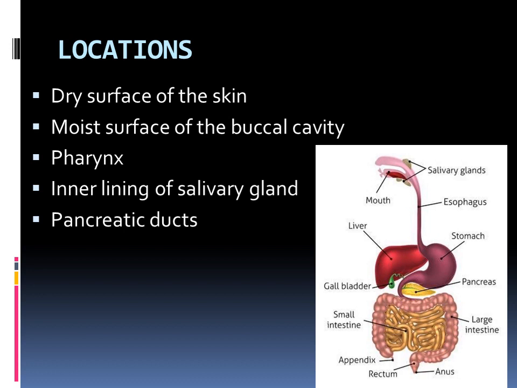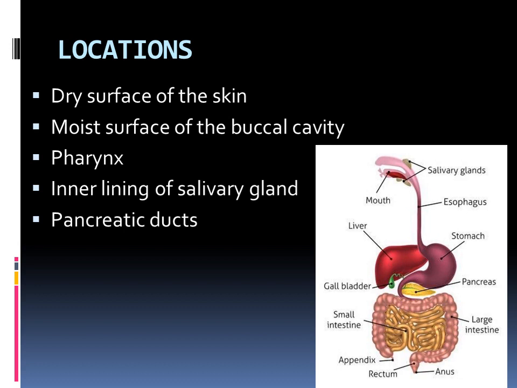Then the next region is the pharynx. Where is the pharynx? Pharynx is the region where the digestive system as well as the respiratory system opens. So here also we can see, after the mouth and between the mouth and the esophagus, there is a pharynx region. So in this pharynx region also this tissue is present. Understand? Then the next one is the inner lining of salivary glands.